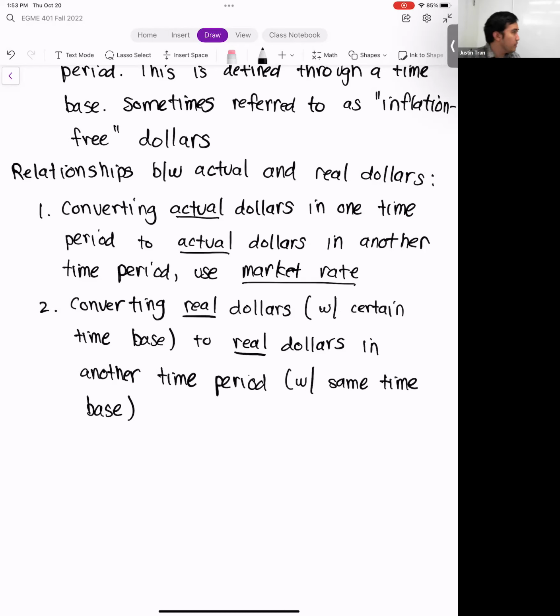So this is where things get a little bit confusing. The time base is going to stay the same between the 2 real dollars. Let's say we're talking about real $10 of purchasing power in 1972, and then we want to see how much that's going to grow to 2022, but we still keep the same time basis of 1972. Then in this case, we use the real interest rate. So 2, I think, could be a little bit confusing to people, but generally speaking, when you're going from real dollars in one time period to real dollars in another period, then you're going to use the real interest rate. Okay, so real stays with real, the market stays with actual.